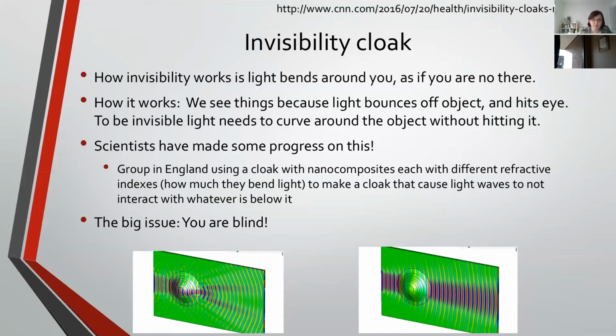Now, light. I need to talk about light. Why you can see something is that light bounces off something and hits your eyes. Right now, you can see me because light from these lights and from outside is hitting me, bouncing off me into your eyes.